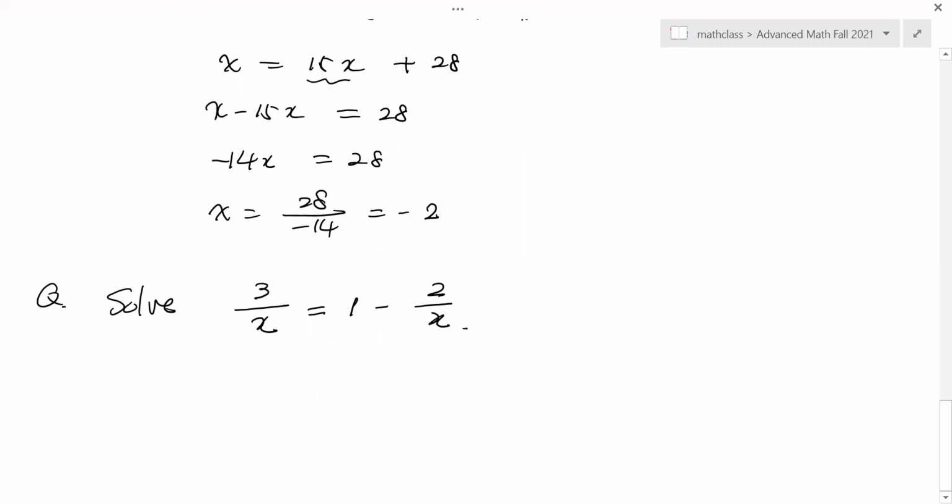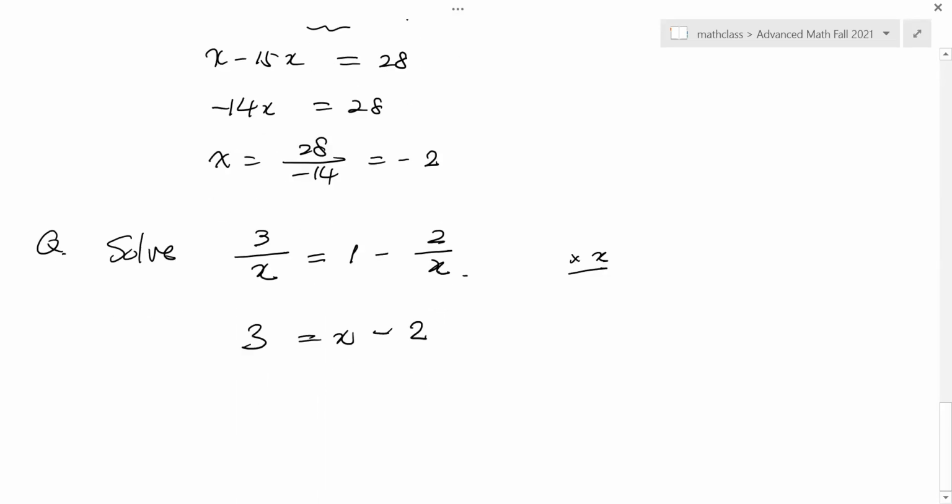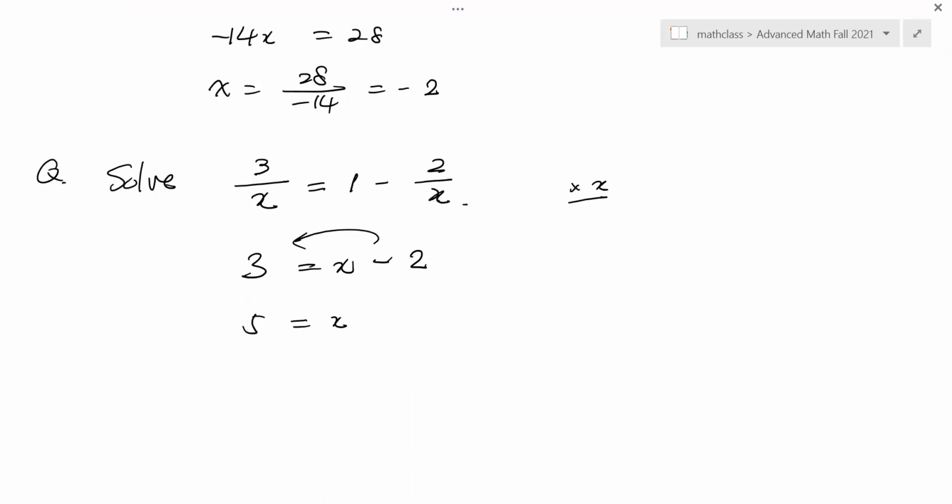So you can multiply both sides by x. Every term is multiplied by x, so 3 equals x. 1 times x is x, and 2 over x times x is just 2. So all you have to do is move 2 to the left-hand side, and you get 5. So x should be equal to 5. That's very simple. That means the equation does not look like a linear equation at the very beginning, but you can solve it by changing it to a linear equation.